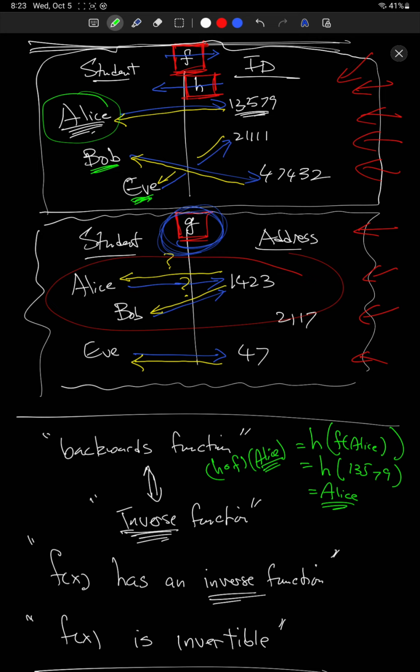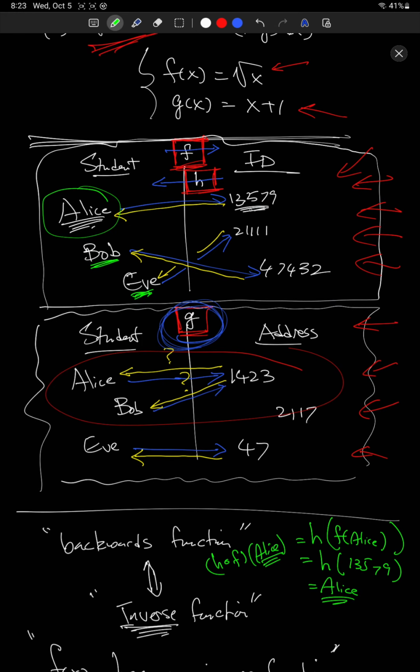Now, what happens if I do f after h instead? In other words, I start from the ID side, I follow the yellow arrow, and then I follow the blue arrow right after that. So if I start with 13579, I end up going to Alice, following the yellow arrow, doing h, and then I do the blue arrow, doing f. I end up at 13579 again, right? Same thing with the other two. 21111, I plug it into h, in other words, I follow the yellow arrow, I get Eve. I plug Eve into f, in other words, I follow the blue arrow, I get 21111, right? I end up in the same place.